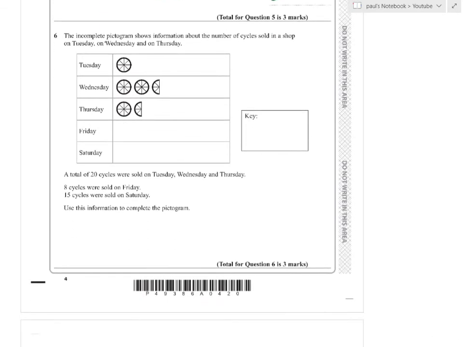Pictogram. The incomplete pictogram shows information about cycles sold in the shop. Tuesday, Wednesday, Thursday. A total of 20 cycles were sold on Tuesday, Wednesday and Thursday. So all of this represents 20. So we've got 1, 2, 3, 4, 5 wheels are 20. So 20 divided by 5 equals 4. So each wheel is equal to 4 cycles.